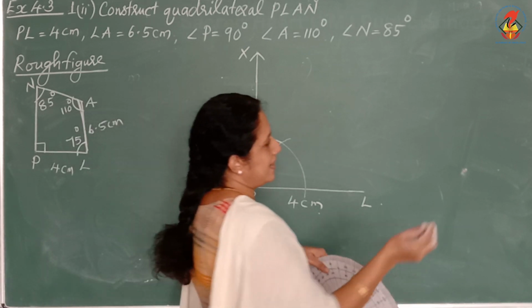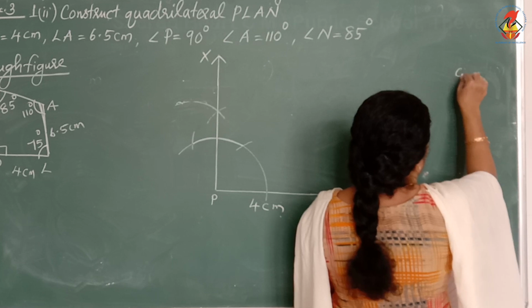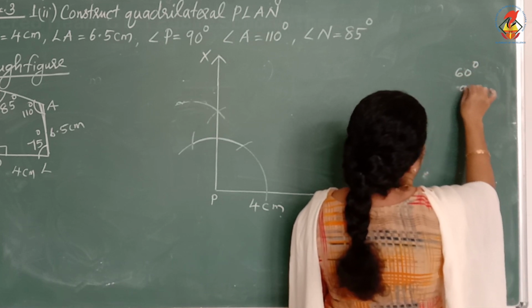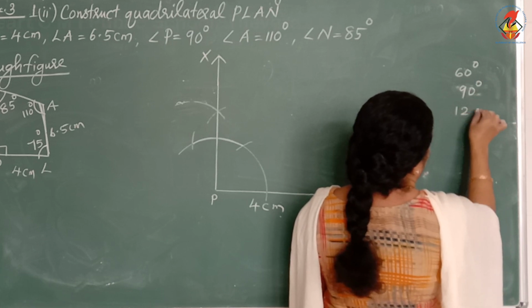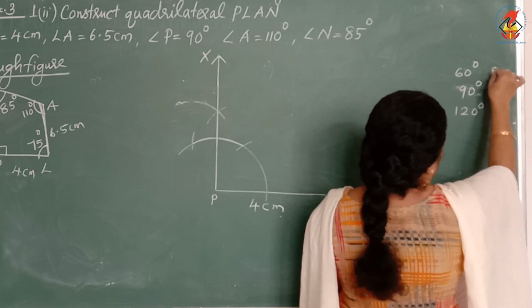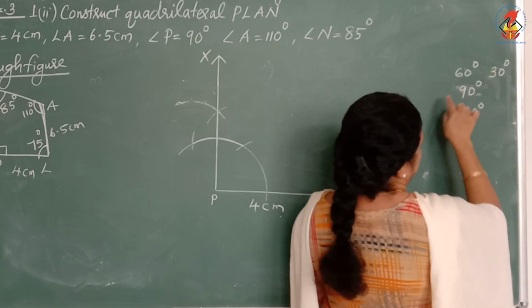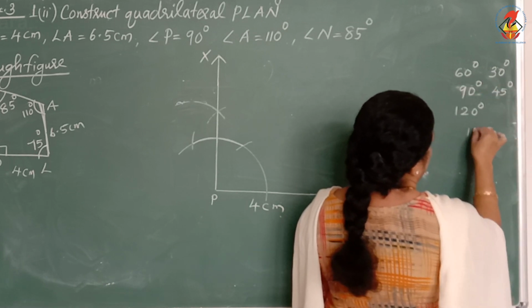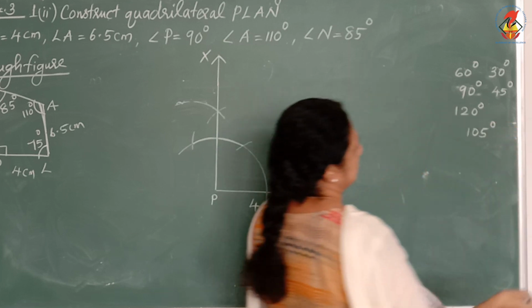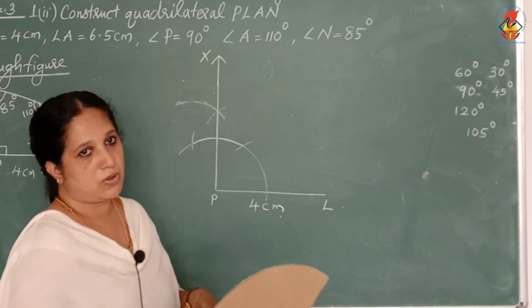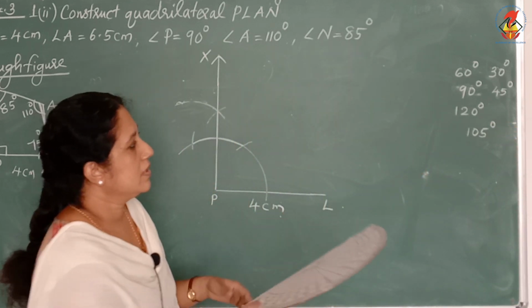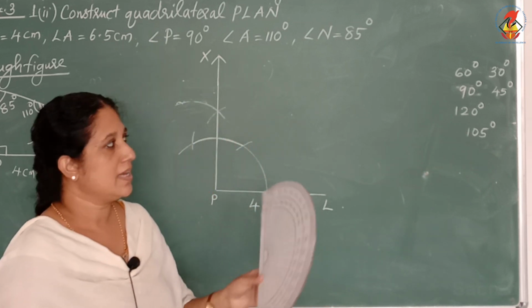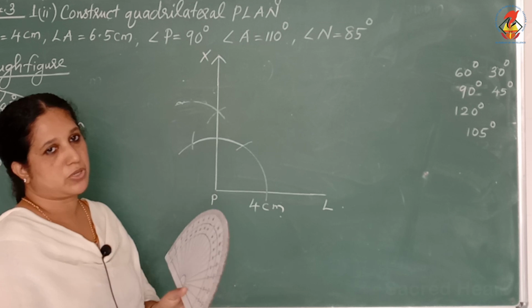Okay. So the standard angles, that means 60 degree, 90 degree, 120 degree, then 30 degree, angle bisector 60 degree, then 45 degree, and this 105 degree. Use your ruler and compasses. That means using compasses you can construct these angles, and all other angles you can use your protractor.